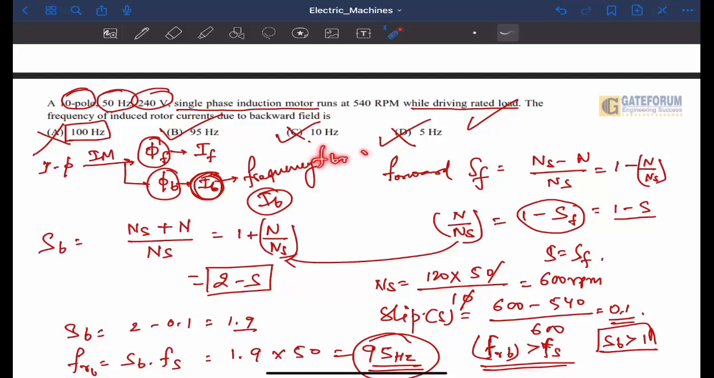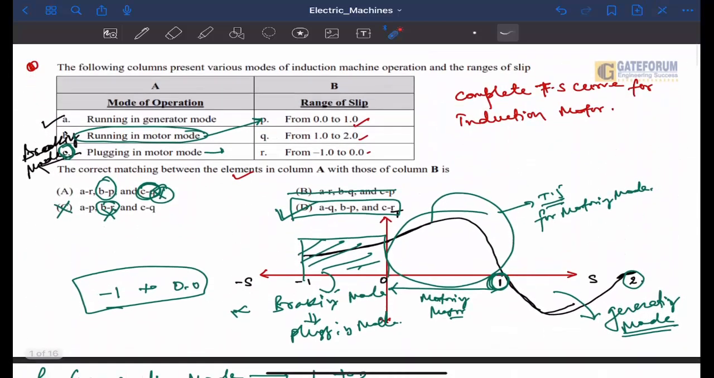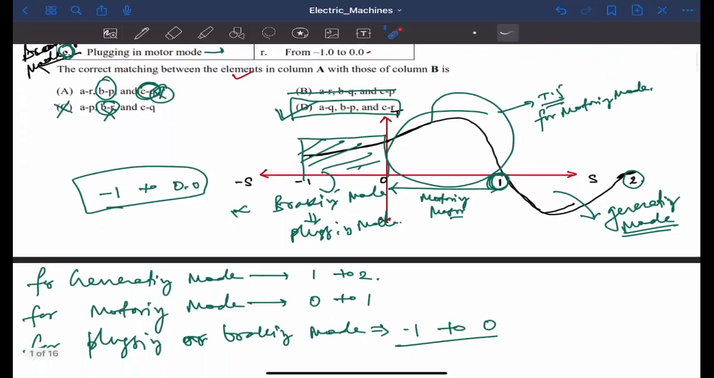FBR will never be lesser than the supply voltage. Okay, and it cannot be equal to the integral multiple of the supply frequency. So option B is correct, and it can be blindly answered if we know the concepts. This problem was also from induction motor from the fundamental concept.